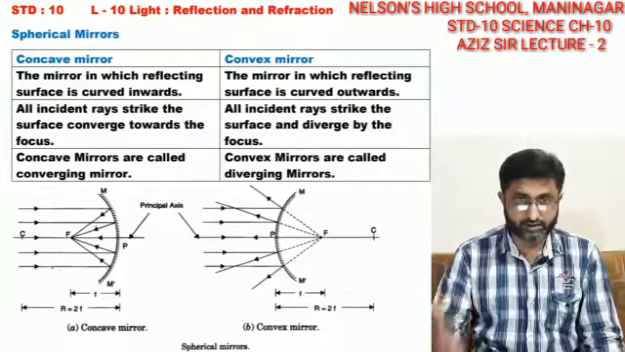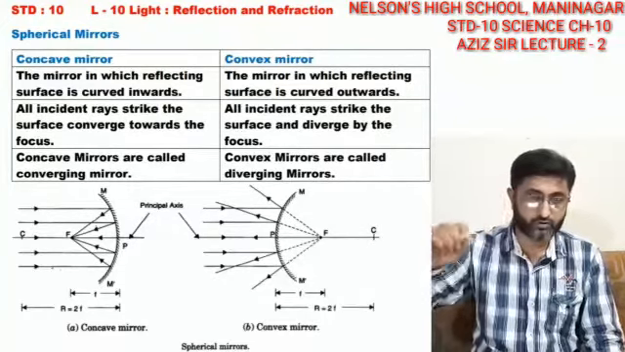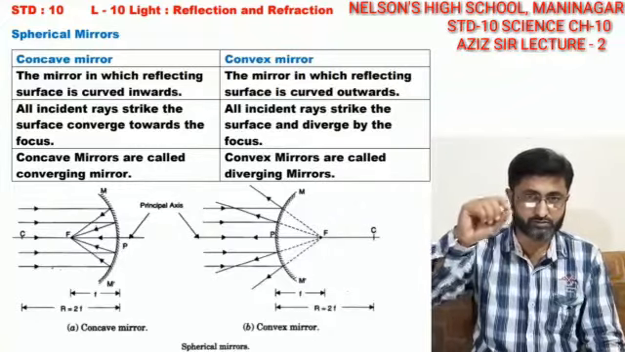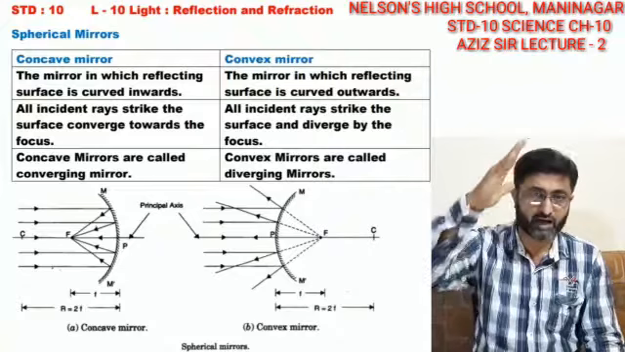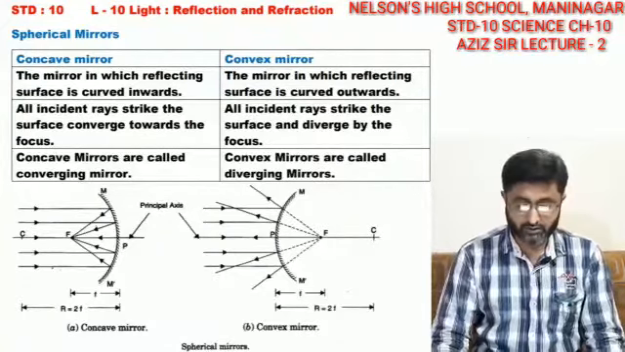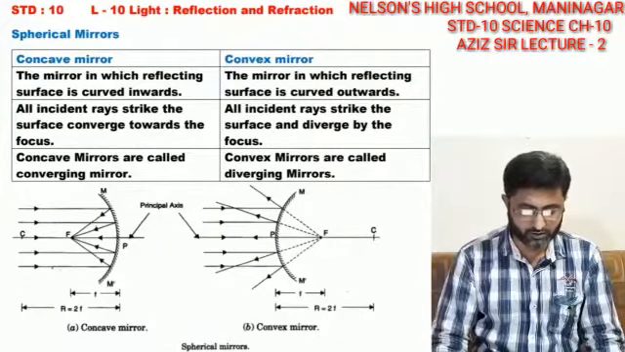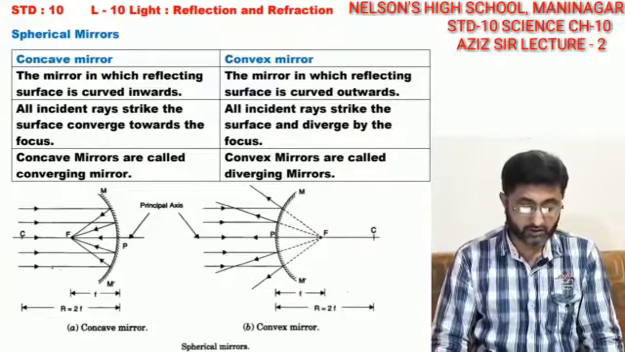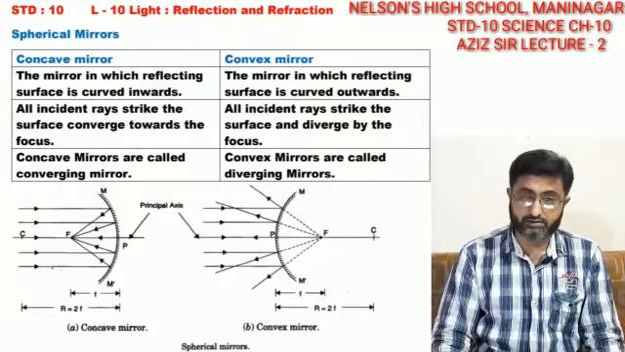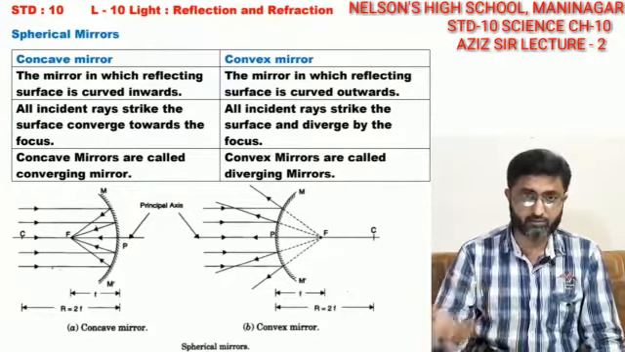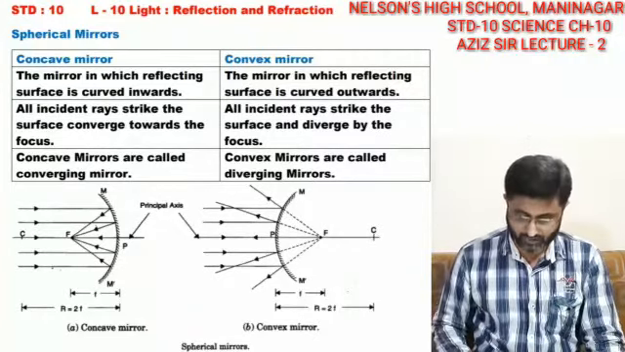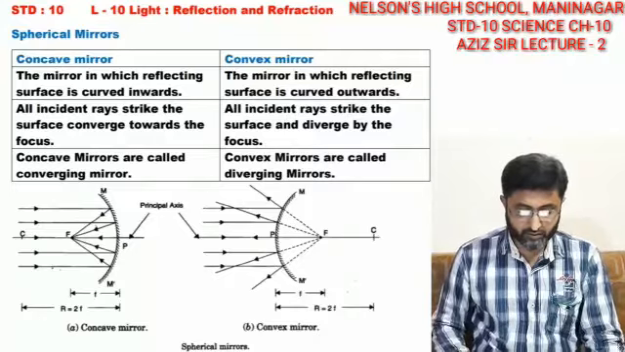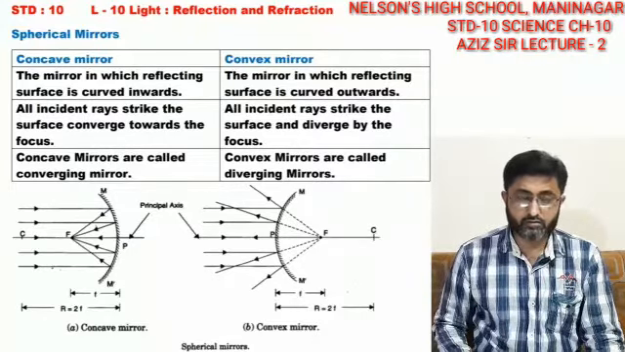As you are able to see in the diagram in dotted form, in the convex mirror the rays which are diverged appear to come from the focus itself. Now concave mirrors are also called converging mirrors, and convex mirrors are called diverging mirrors. The second part is the ray diagram.